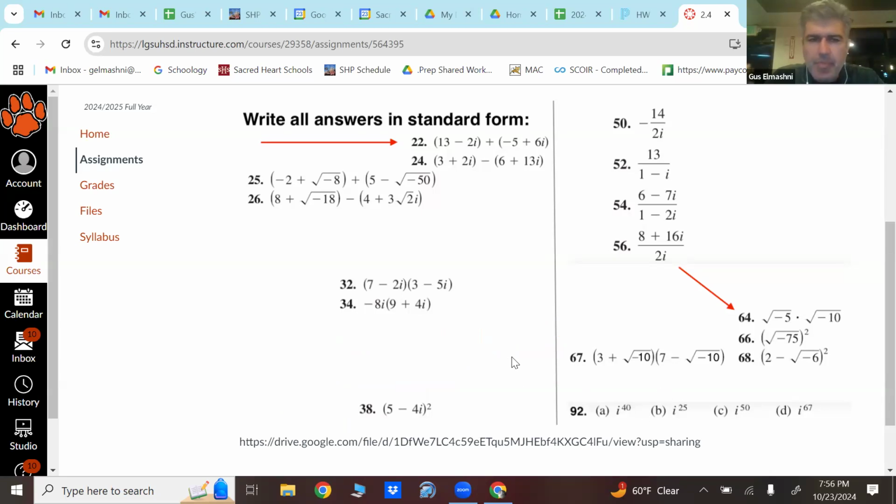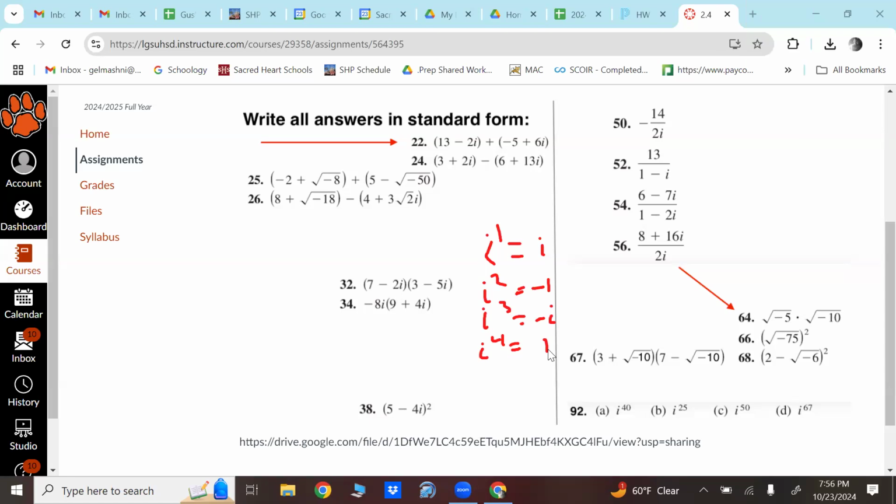Then for these here, there's a pattern. Get i, -1, -i, +1. So remember, we know i is i. i squared, of course, is -1. i cubed is -i. And then if you multiply -i by i again, you get -i squared, which is +1.